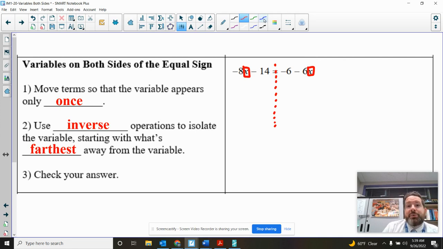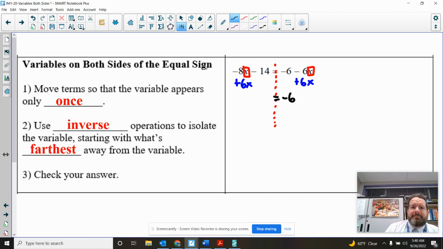You do that using your inverse operations. So currently on this side, it's a minus 6x, so we're going to do a plus 6x, once on the right and once on the left. When we do that, negative 6x plus 6x, that just goes to 0. No more x's on this side. This front negative 6 is what remains.